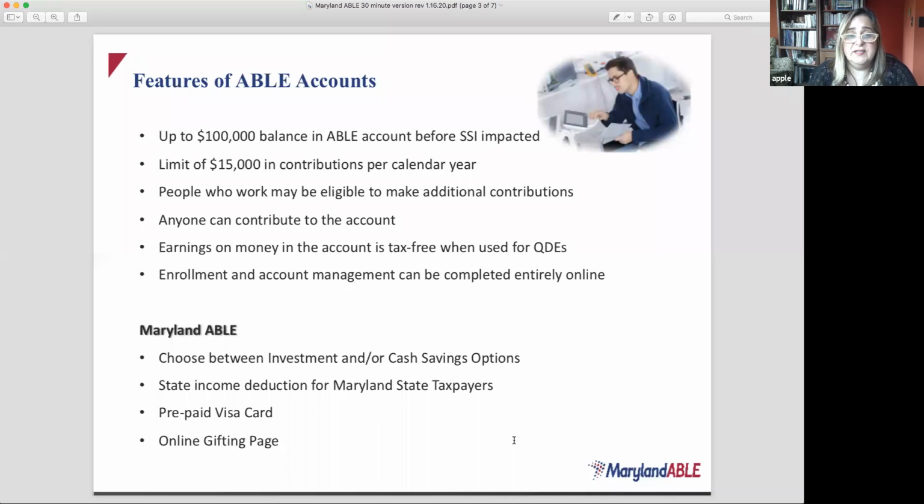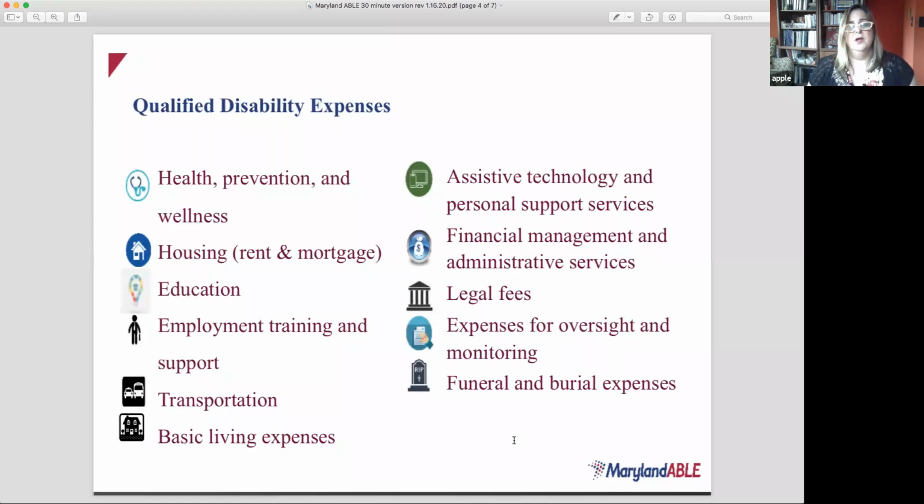The money that is in the ABLE account is going to be earning interest, but you're not going to be paying taxes on it. You don't pay taxes on the interest that you've earned, not when it's in the ABLE account and not when you take it out either, as long as it is being used for what we call qualified disability expenses. And I'm gonna just skip ahead here for a moment, and we're gonna talk about what qualifies as a qualified disability expense.